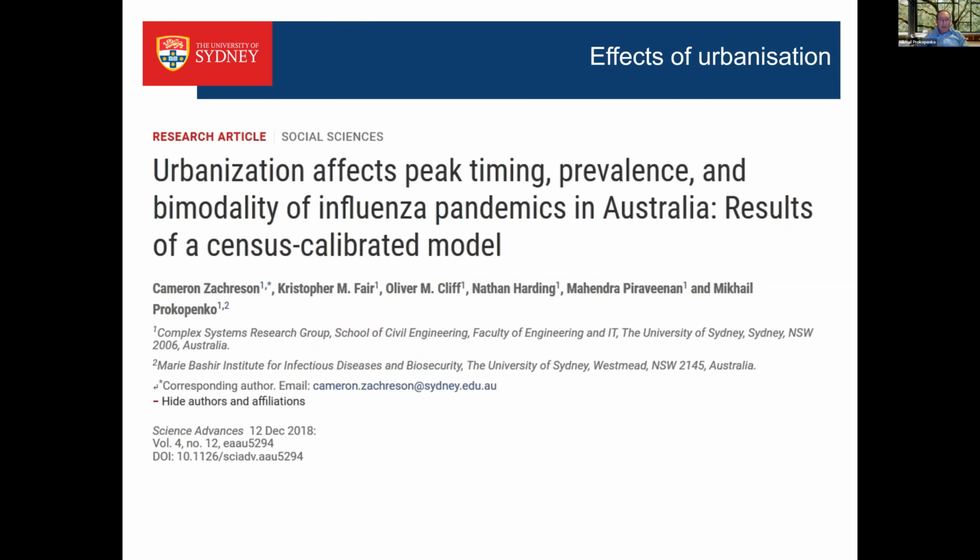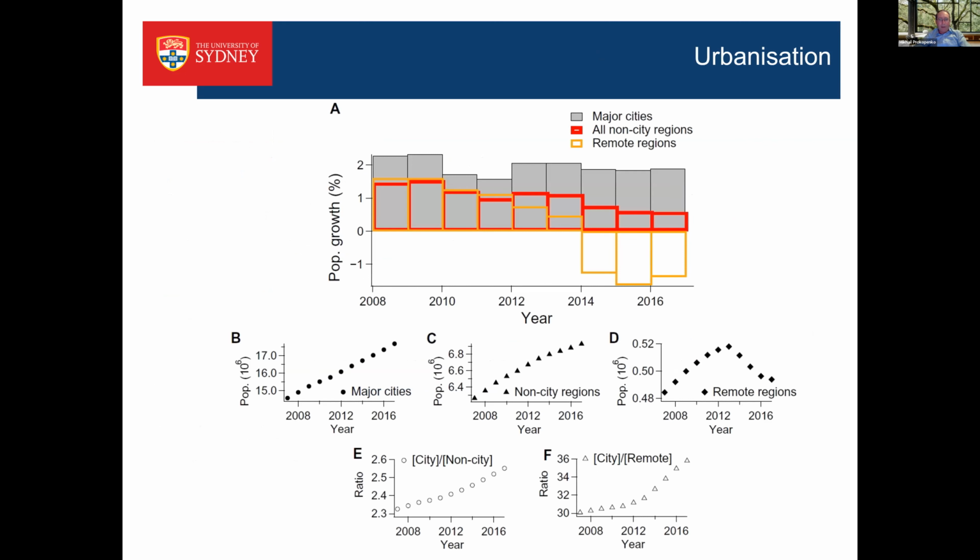Okay, and then I'll talk about this effect of urbanization versus the effect of, say, increasing international traffic. That was all a paper published before COVID in 2018, and it was based on the influenza modeling. Let's not spend time on that. Here we'll only talk about increasing urbanization in Australia, with the fraction of the population living in cities increasing and the fraction living in remote regions decreasing.